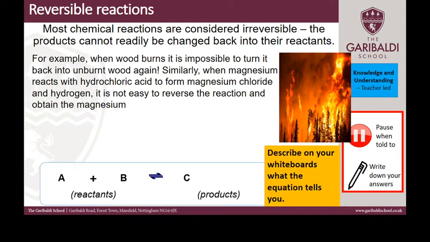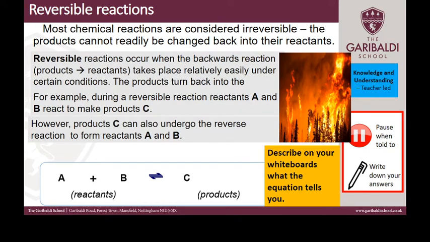So what I would like you to do is, on your whiteboard, I want you to describe what this equation tells you. So pause the video, write down your answer, and then when you're ready, unpause. So pause now. So what I would like you to have said is, this is a reversible reaction because the products can turn back into the reactants. You can see over here.